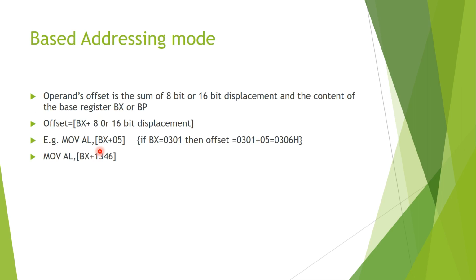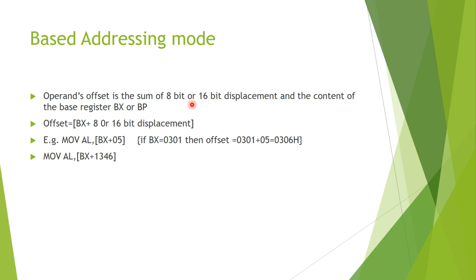Now the next addressing modes are used depending on how we generate the effective address or the offset. Now in the base addressing mode, the offset is the sum of 8-bit or 16-bit displacement and the contents of the base register or the base pointer. So here, as the name says, base, we will use the base register or the base pointer register, along with 8-bit or 16-bit displacement.